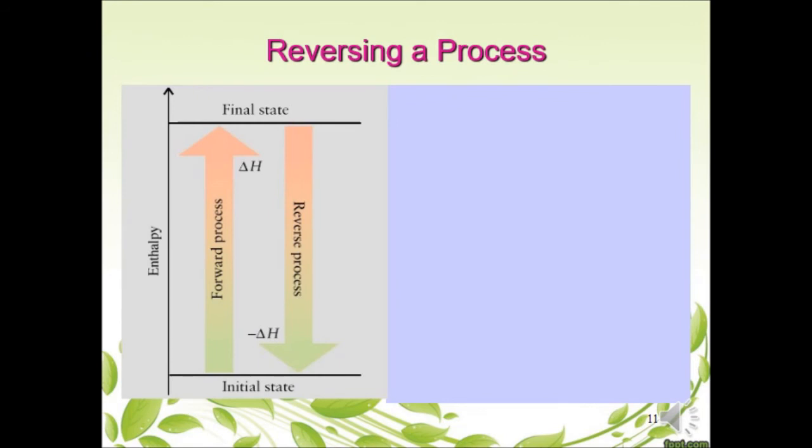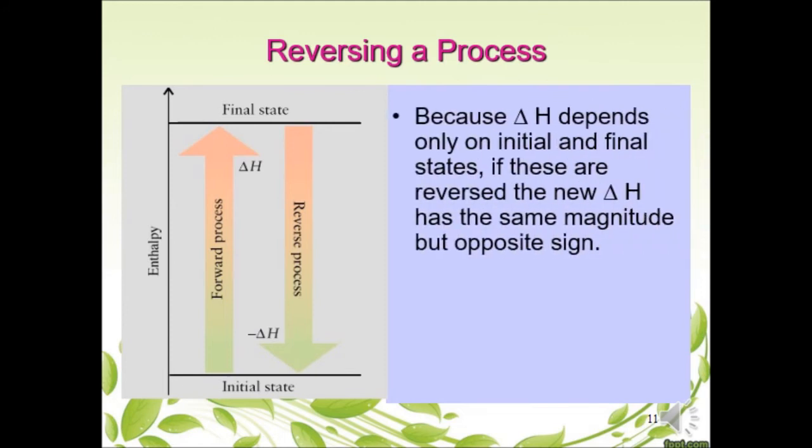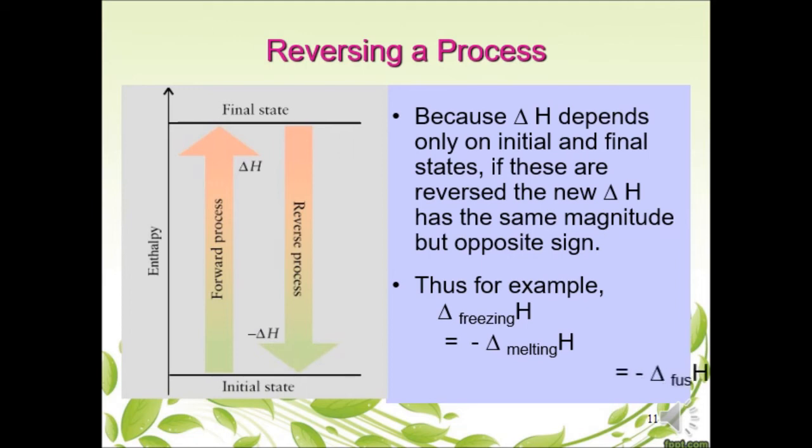So reversing a process means, because the enthalpy only depends on the initial and final states, you can start from here and go up to here, or you start from here and go up to here, but then the difference will be in the magnitude or the sign. One would be positive, one would be negative. Very simple. You have covered this also in the Physical Chemistry 1 subject. This is one example: freezing will be the opposite of melting. So the enthalpy change will be the same, except that one of them will have a negative sign.